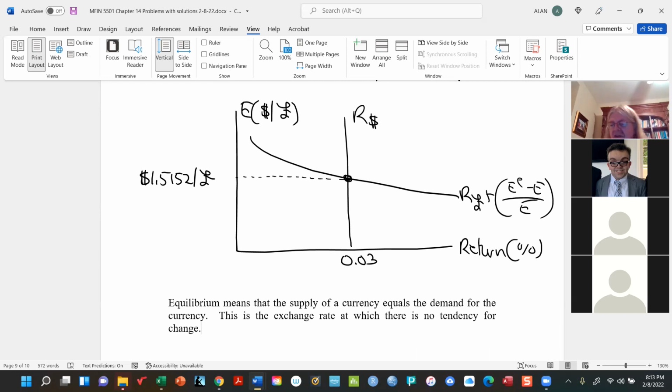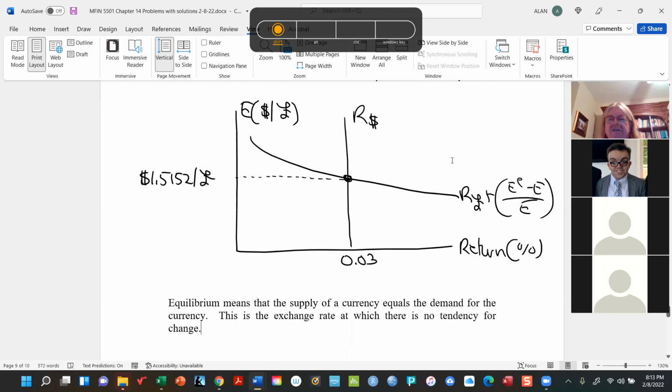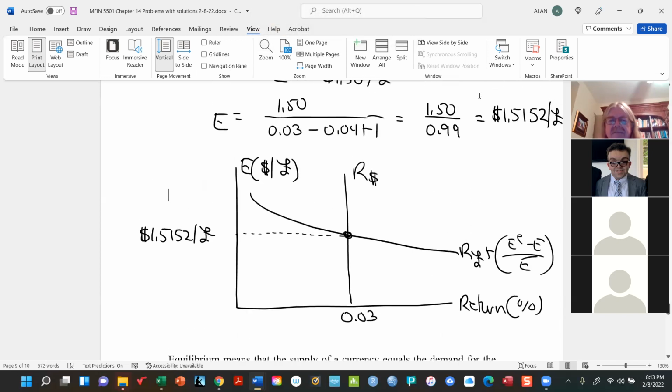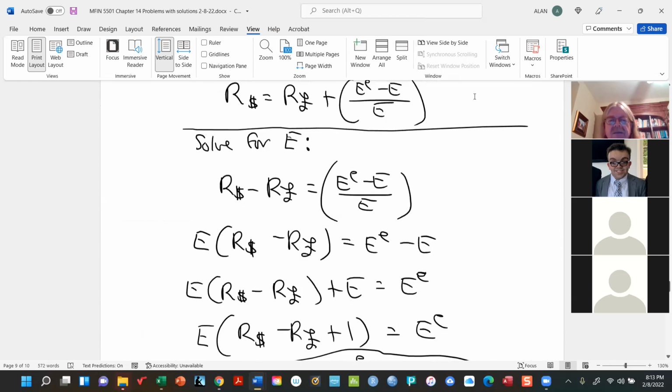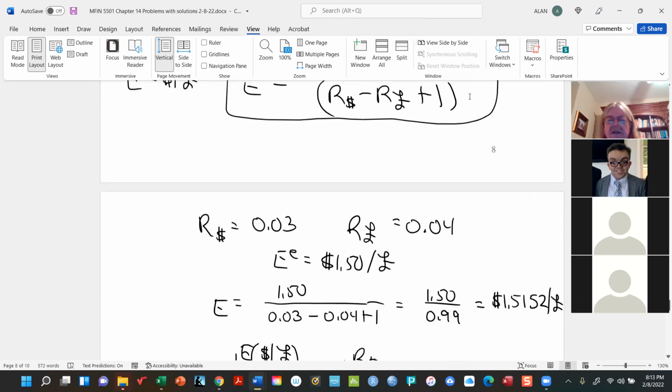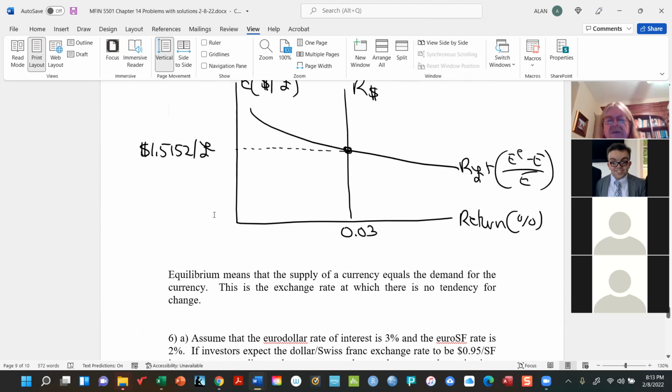But then, of course, something has to come along and change. Naturally enough, these are the foreign exchange markets, after all. Something is happening all the time. And this time, that something is an increase in the sterling rate, euro sterling, to 5%. Okay, so in other words, the Bank of England is tightening monetary policy.